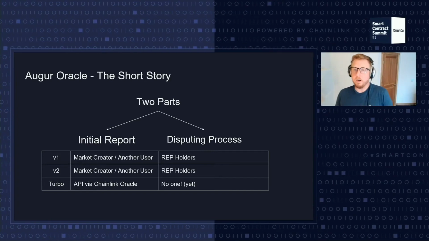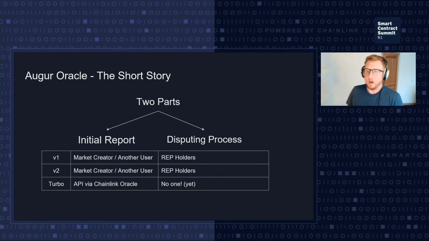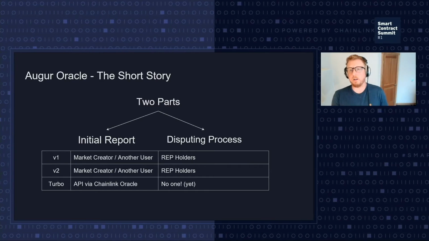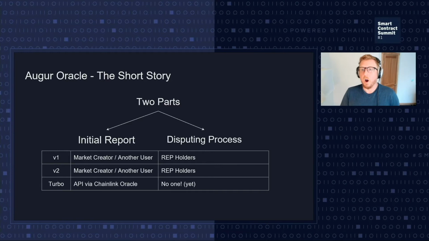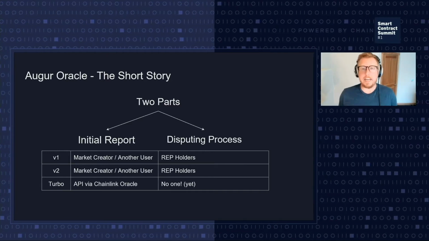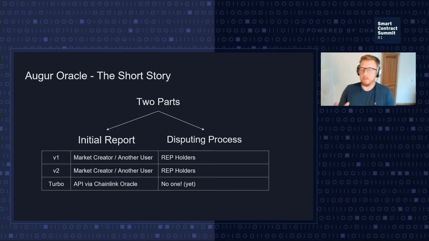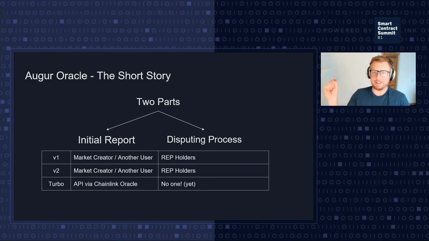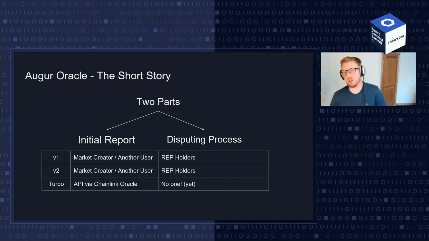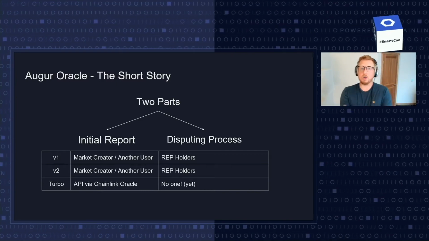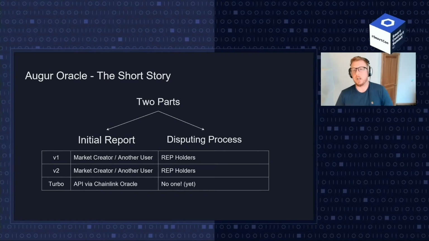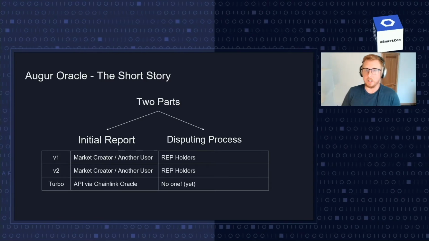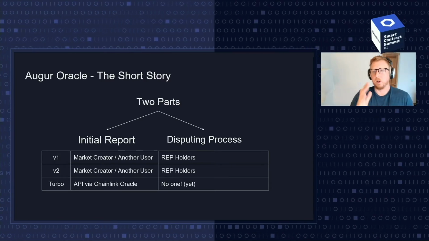So in the reporting, in the initial report, in V1 and V2, the initial report is done by either the market creator, the person that typed in those market details, or it's done by somebody that they delegated. And that data is currently in V1 and V2, you just literally go to a web interface and you put that data in, and then you do a transaction on chain with it. In Augur Turbo, that data, the initial report data, is determined from an API and is put on chain via a Chainlink Oracle.